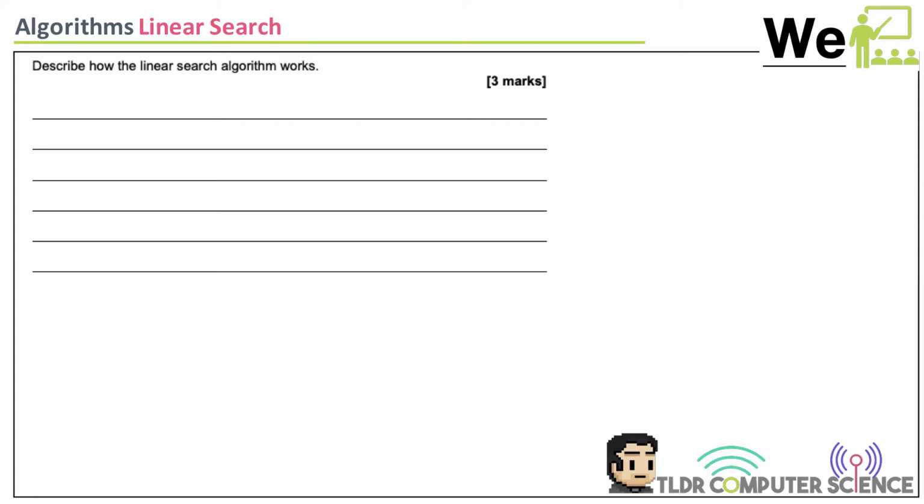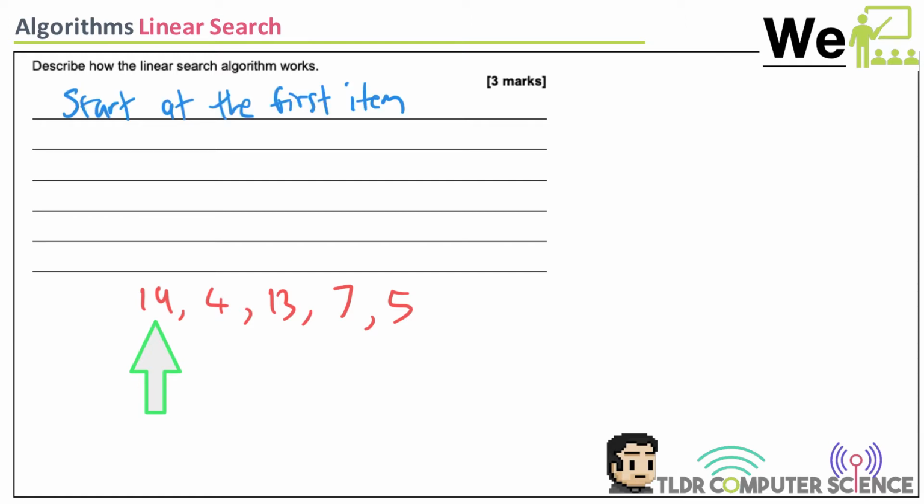Do you remember how a linear search works? Now, let's say we had a list of items. I'll just draw you a list here. In this context, I have this list of items: 19, 4, 13, 7, 5. If I wanted to use a linear search, where would I start? From the start. So, number one, start at the first item. What should I do when I get to this first item? Compare it with the search term.